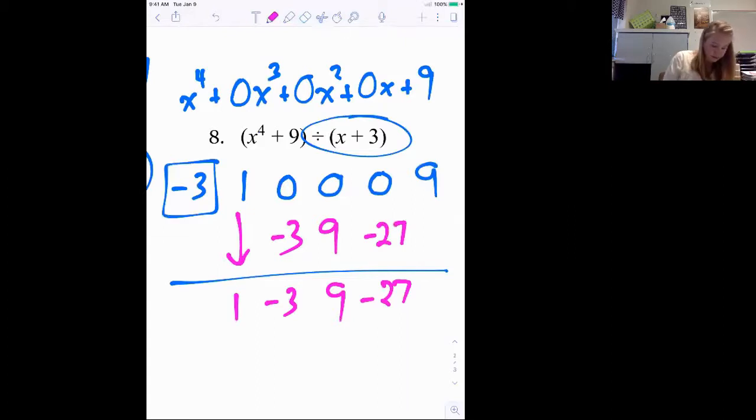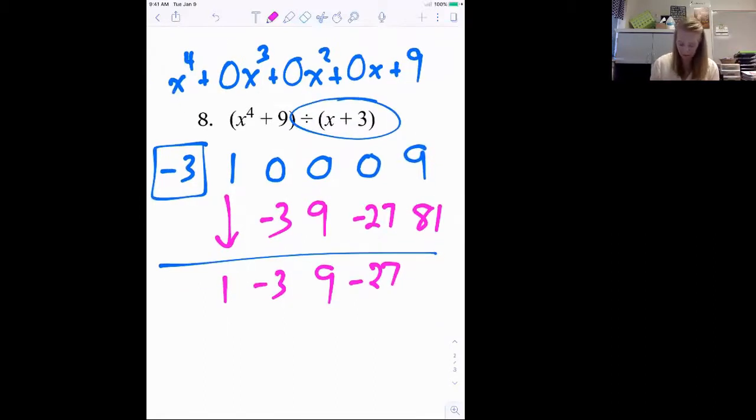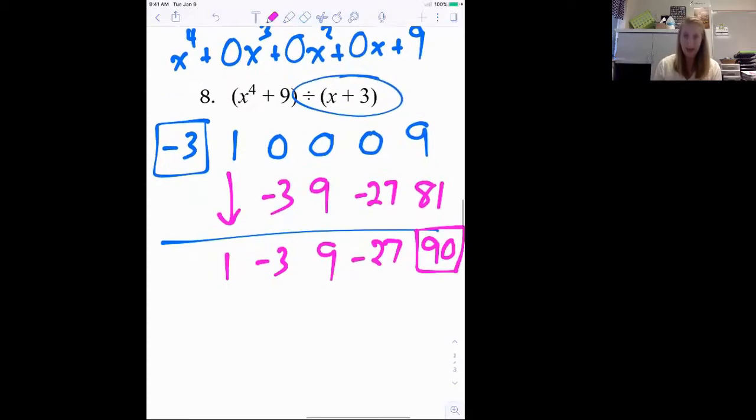27 times 3 is 81, and they're both negative, so a negative times a negative gets me a positive, and 81 plus 9 is about 90. Okay, so this was not a 0, so this isn't a factor, but we do have our quotient, we have our answer. If you divide x to the 4th plus 9 by x plus 3, you get an answer.